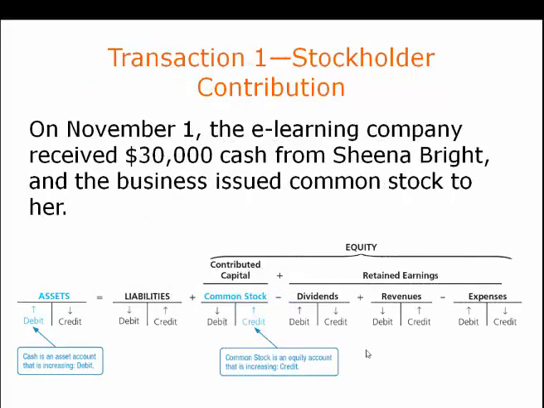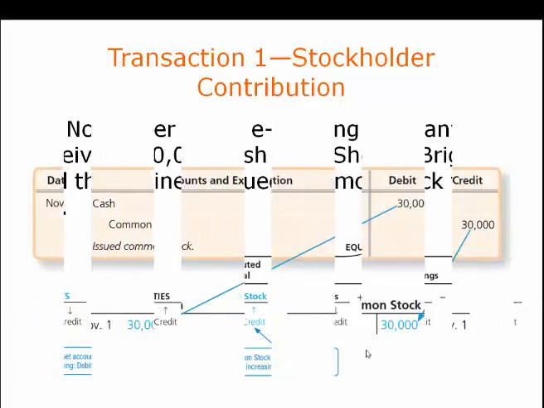That's called posting. So we're going to look at each transaction, and we're going to start with using the accounting equation. Then we'll probably not use the accounting equation going forward, but it gives you an idea. The first transaction, on November 1st: the e-learning company received $30,000 cash from Sheena Bright, and the business issued common stock to her. So cash came into the business. We know cash is an asset from what we talked about earlier. So we're going to debit cash because we're going to increase cash, and in this case cash will probably ultimately be a bank account. And we're going to credit common stock, which is equity. And we're using T accounts to do that.